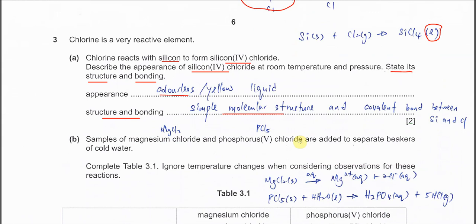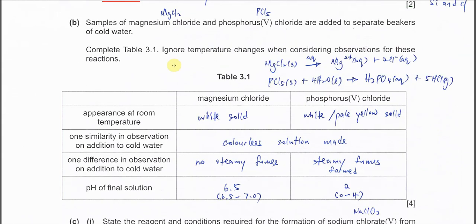Okay, for part B, a sample of magnesium chloride and phosphorus pentachloride, PCl5, are added to separate beakers of cold water. So now, fill in this part for the magnesium chloride and PCl5. At room temperature, magnesium chloride is a white solid. PCl5 is also a white solid. You can say that it is pale yellow solid. Both of them are solid.